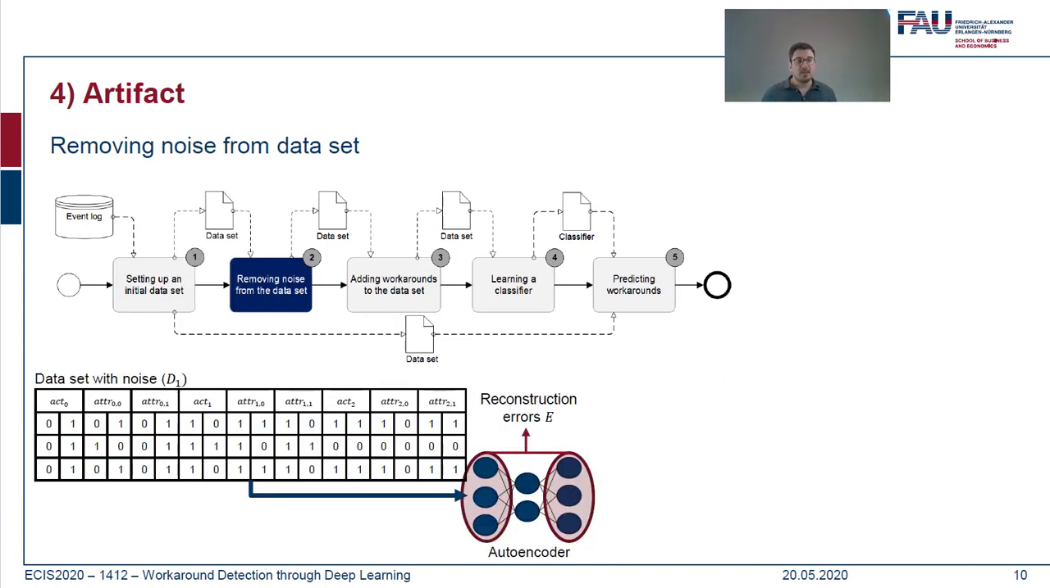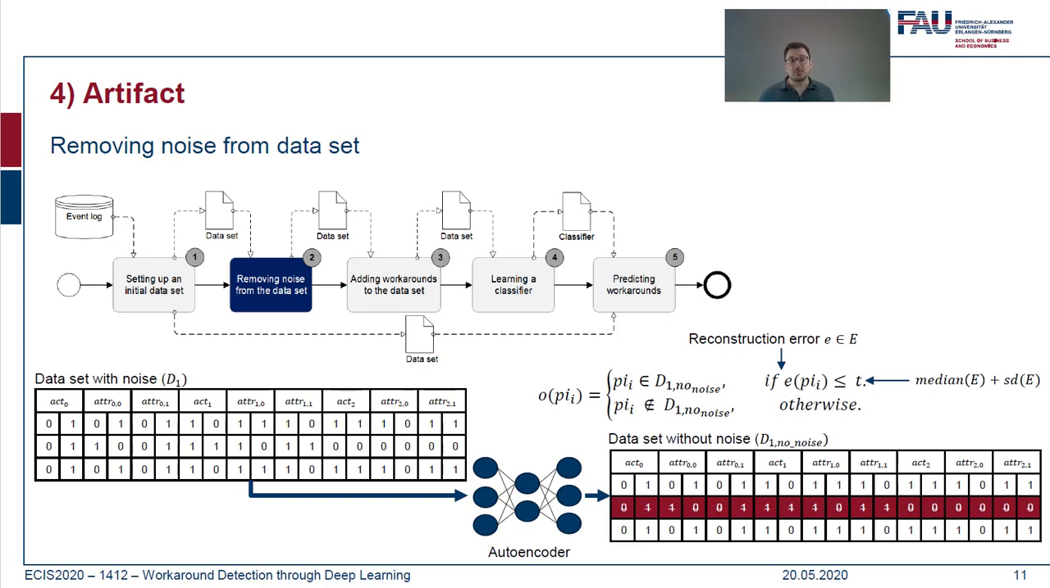In the second step, the noise is removed from the dataset. For that, we use a deep neural network called autoencoder to calculate a reconstruction error for each process instance. So, if the reconstruction error of a process instance is lower or equal to t, a threshold, it is included to the dataset. Otherwise, it is excluded. We determine t as the median of all errors plus the standard deviation of all errors.